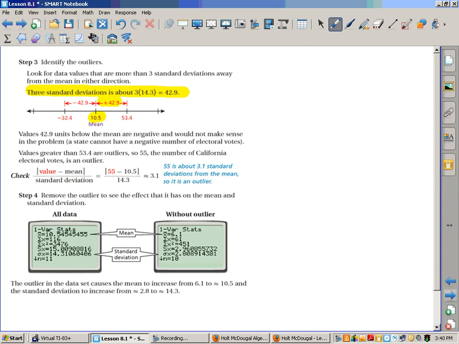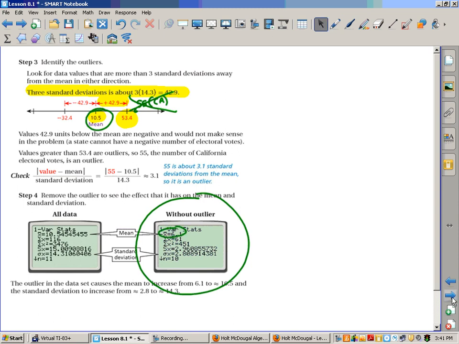So if I add 10.5 plus 42.9, I get 53 electoral votes. That tells me right away that California, at 55, is going to be an outlier. So I'd like to cancel out that 55, and then I can get a better mean score, which you can see right down here. I've done that already for you, and my mean score comes up to be only 6.